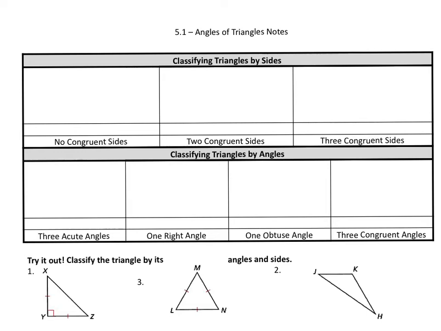Okay, today we are going to be going over chapter 5, lesson 1, so 5.1. The first thing is that we're going to talk about the different types of triangles we have. So the very first one is no congruent sides. No congruent sides means all three sides of the triangle are different lengths.